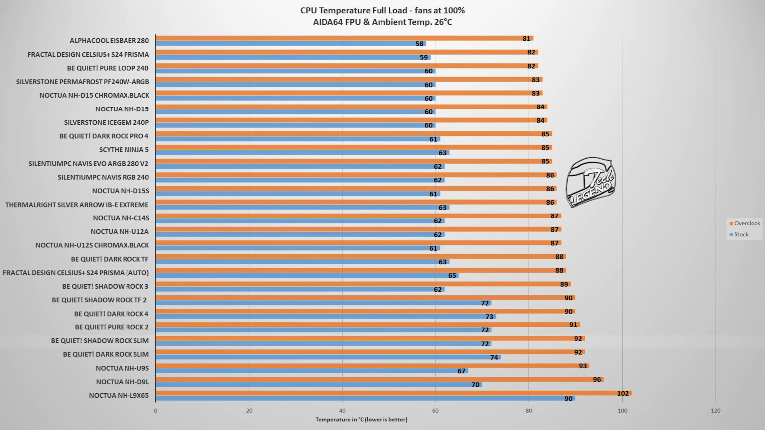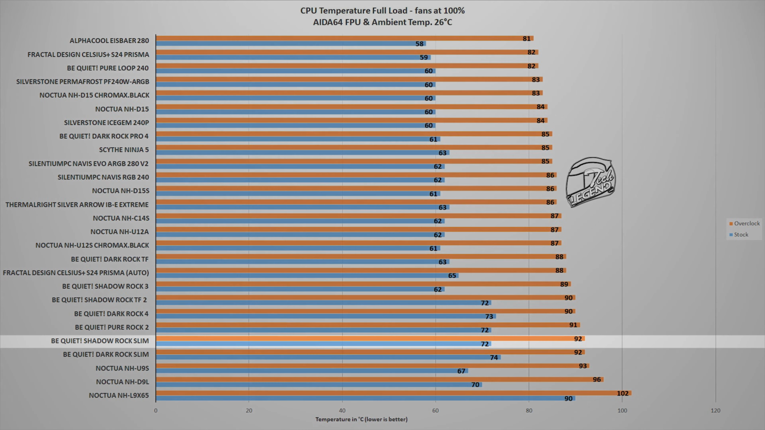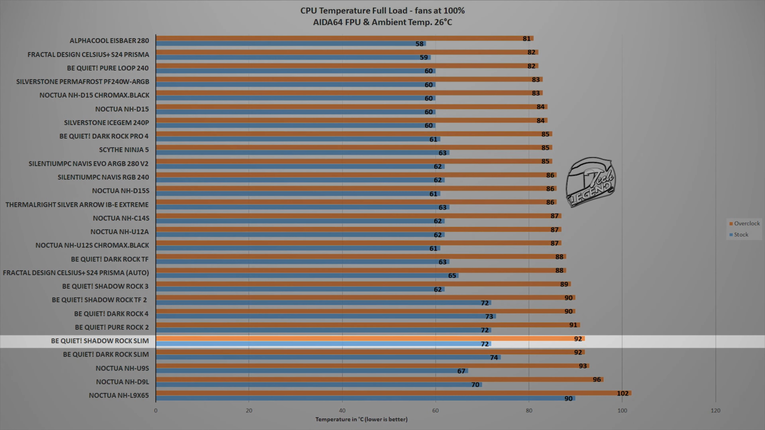However, this next test will separate the big coolers from the smaller coolers, because this test uses the FPU stability test found within the AIDA 64 Extreme software. This synthetic benchmark places an unrealistically high load on the CPU, something which you will not encounter in your daily usage unless you do heavy video rendering with the CPU as your main rendering device. And in this test, the Shadow Rock Slim reached a maximum temperature of 92 degrees Celsius, with the same ambiental temperature of 26 degrees Celsius and with the CPU overclocked to 5 GHz.